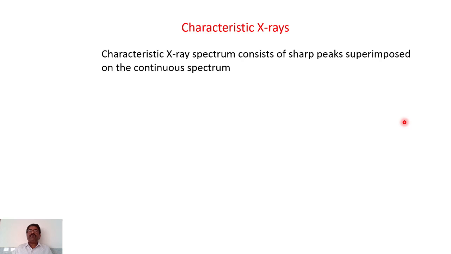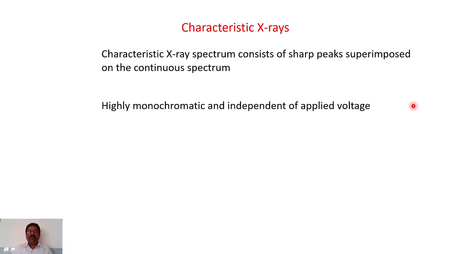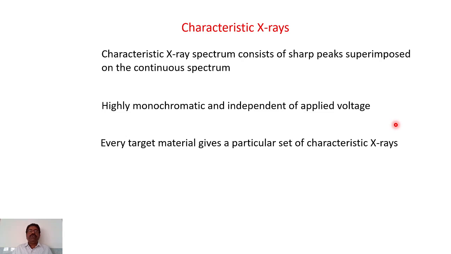So the characteristic X-rays, you know that they are highly monochromatic. On the background of continuous X-rays, very high intensity peaks of X-rays are observed, and these are nothing but the characteristic X-rays. The sharp peaks which are observed are characteristic of that particular element, and they are highly monochromatic and independent of the applied voltage.